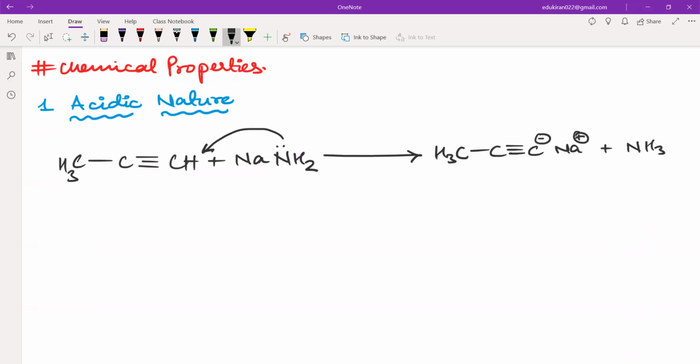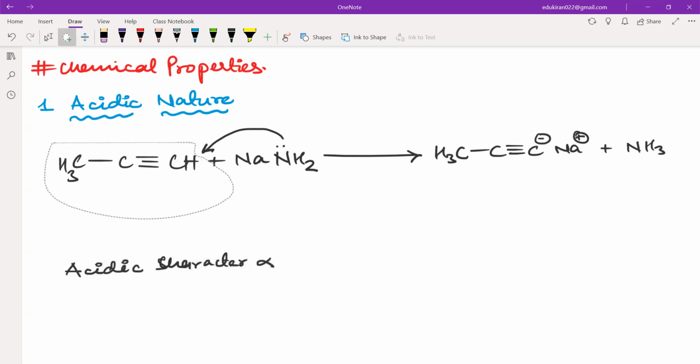Okay. Now let us look at what is happening here. Whenever we are talking about the acidic nature, we have to look at two things. First, acidic strength or acidic character is inversely proportional to the strength of the CH bond. If the CH bond is weak, it is going to easily form the C negative part. It is going to easily dissociate.